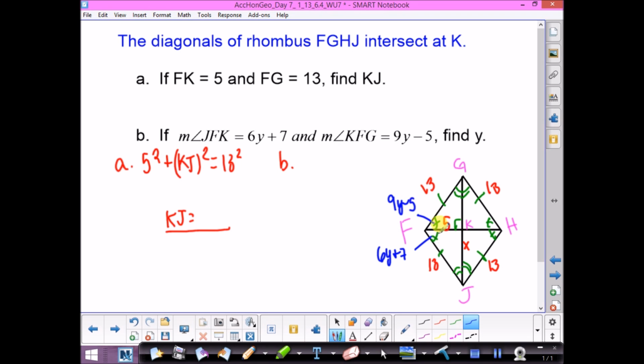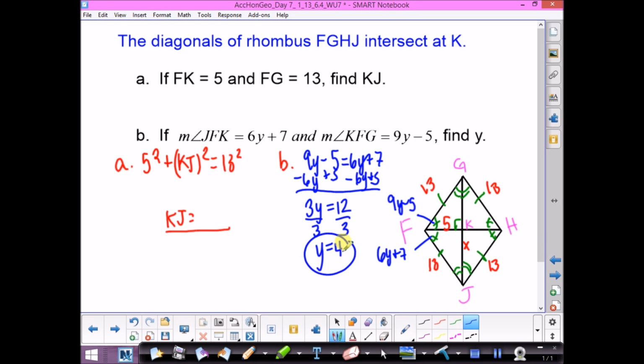Since we know those angles are being bisected by this diagonal, we know that they are equal to each other. So we're going to have 9y minus 5 equals 6y plus 7. So I'm going to subtract 6y and add 5. So we've got 3y equals 12, and so therefore y equals 4.